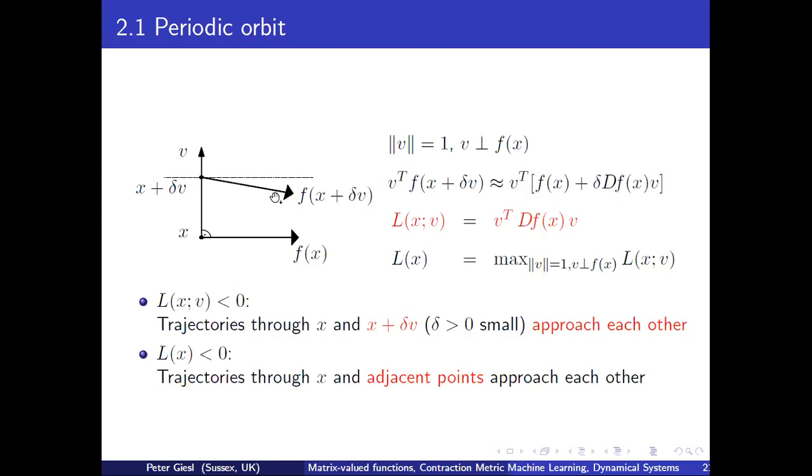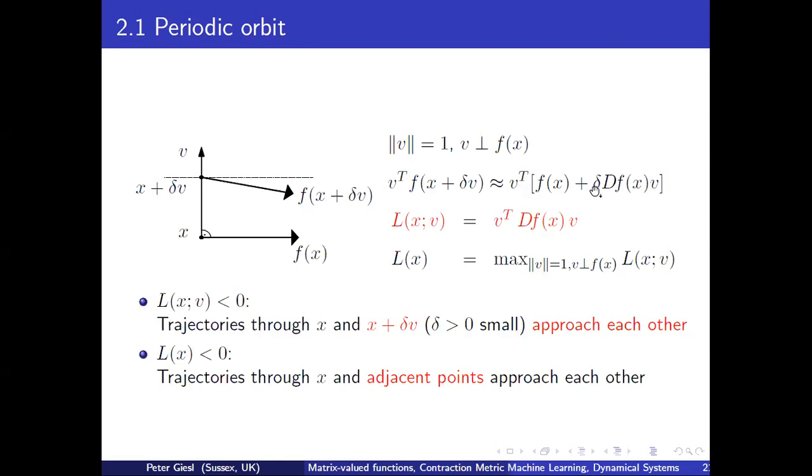So if this goes downwards, then the scalar product of v with f of x plus delta v should be negative. Now, if delta is small, this scalar product is approximately this here, so we can use a Taylor expansion on f. It's f of x plus delta times df, the Jacobian of f at x, times v. Now, we assume that v and f are perpendicular, so this term is actually 0. So what's left is just v transposed df(x) v times delta.